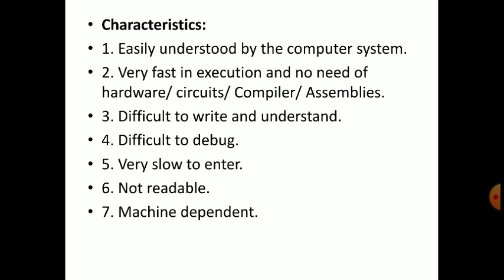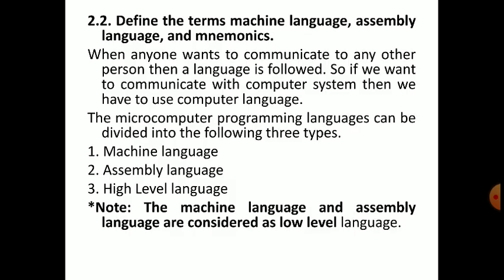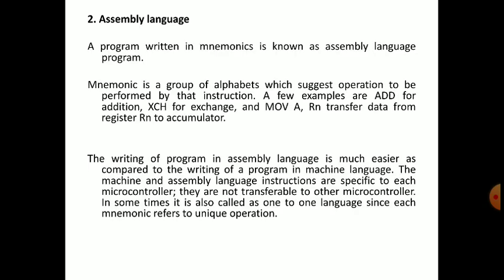It is easily understood by the computer, but there are more disadvantages compared to advantages: it is difficult to write and understand, difficult to debug, slow to enter, not readable, and machine dependent. So we have seen the first type of programming language, that is machine language. Now we are moving on to assembly language.